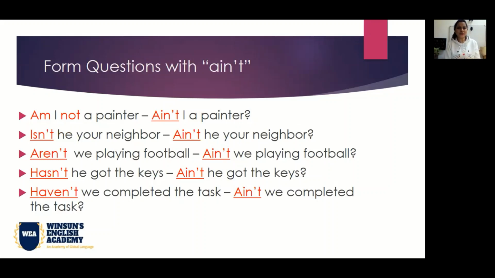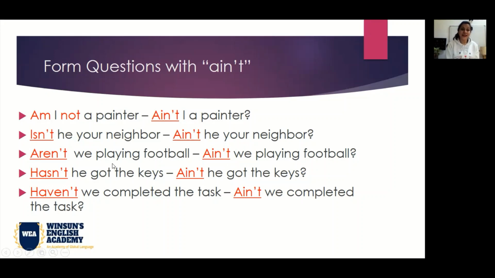Now let's move on to the next part, that is forming questions with ain't. Before you attempt this one, you must know how to form questions. Always remember that we don't say amn't in English. It's am not. So when we want to make a question with the negative form of am, we put I in the middle. Am I not a painter? Not amn't I, we don't say it like that. So, am I not a painter? Ain't I a painter? Isn't he your neighbor? Ain't he your neighbor?